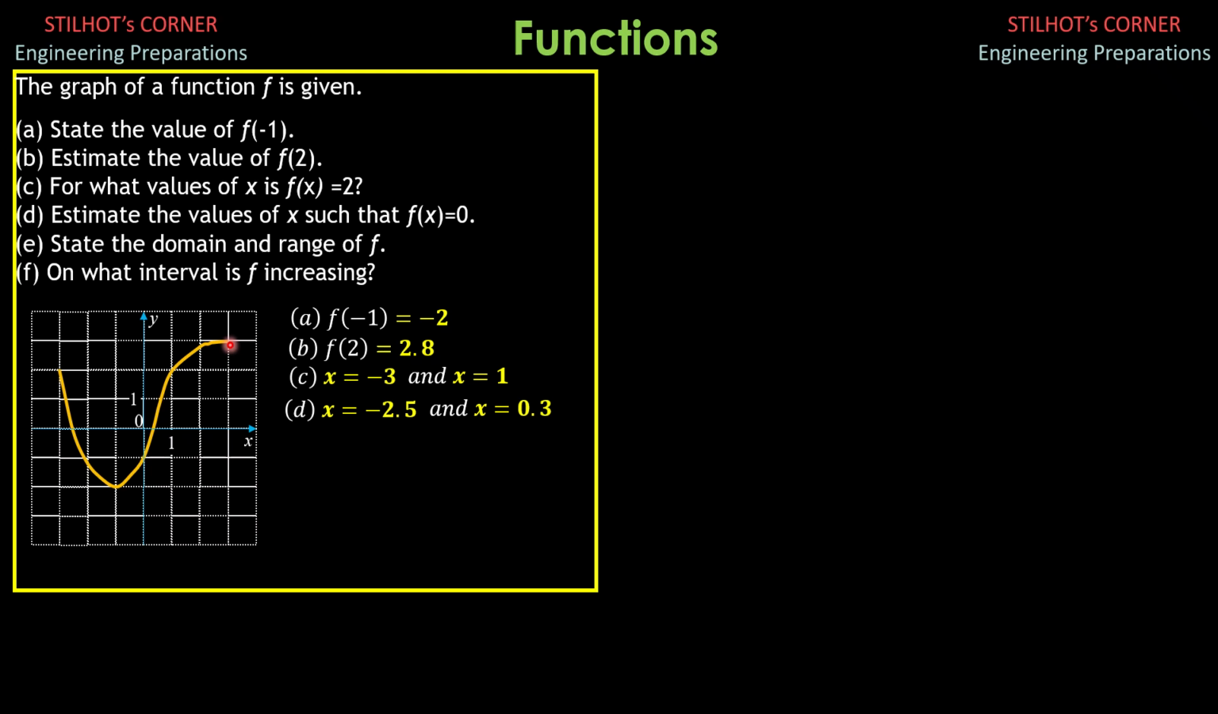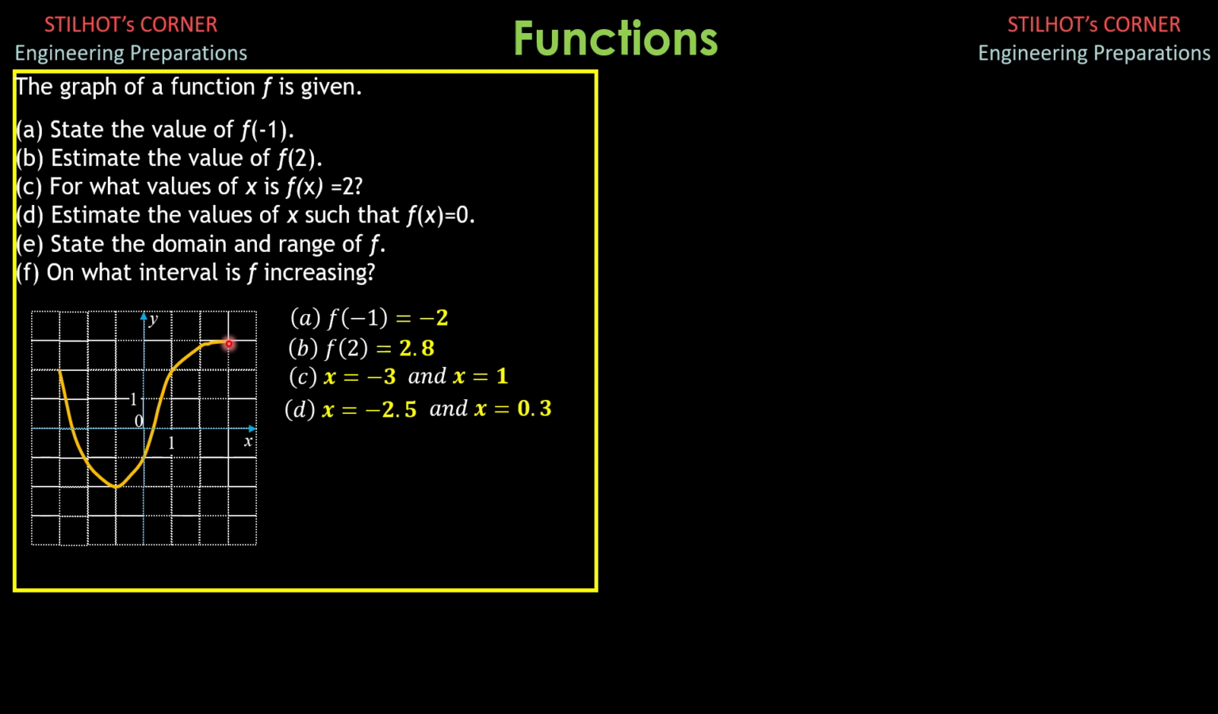While the range is the corresponding value of y from lowest to highest. So the lowest value of y is here, -2, and the highest value of y is 1, 2, 3. So the lowest value is -2. The maximum value, or the highest value, is 3.